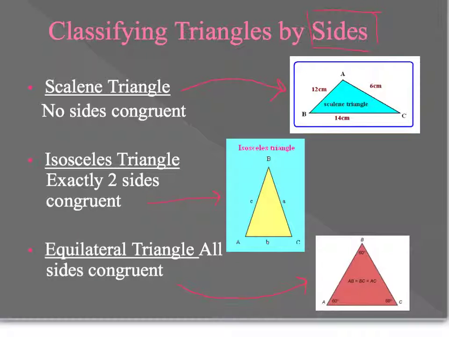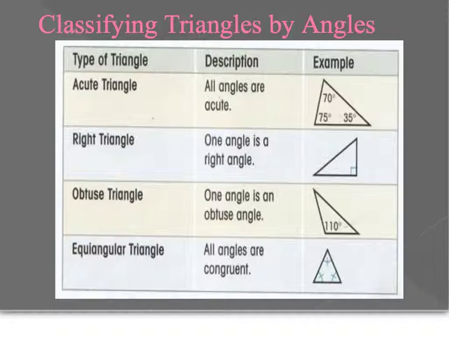Now remember, if it asks to classify by something else, you have different choices, because with triangles we have sides and we also have angles. So, classifying triangles by angles. Again, you've probably seen all these before, but we need to really understand them so we can start talking about different properties of triangles. First we have acute.